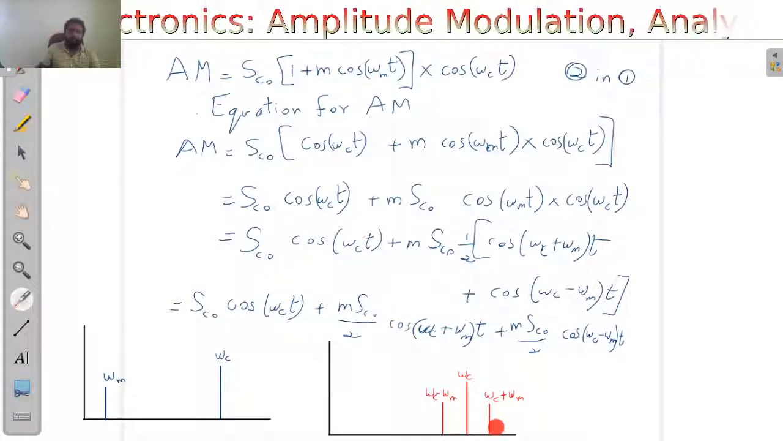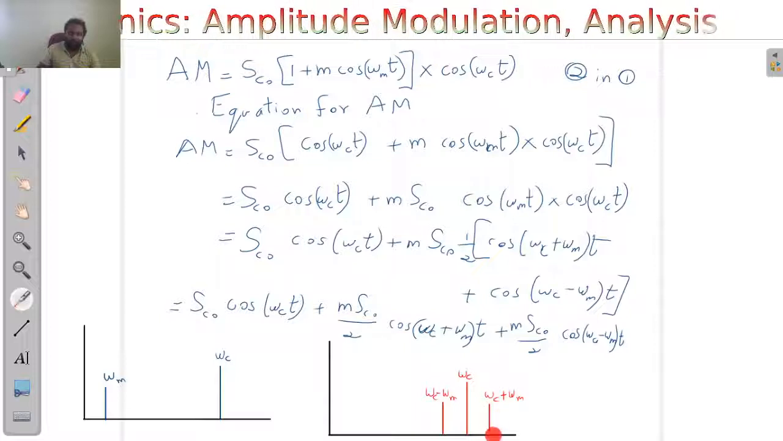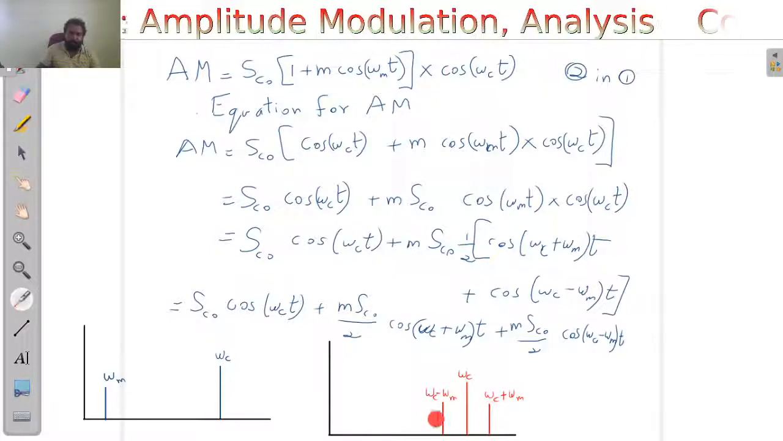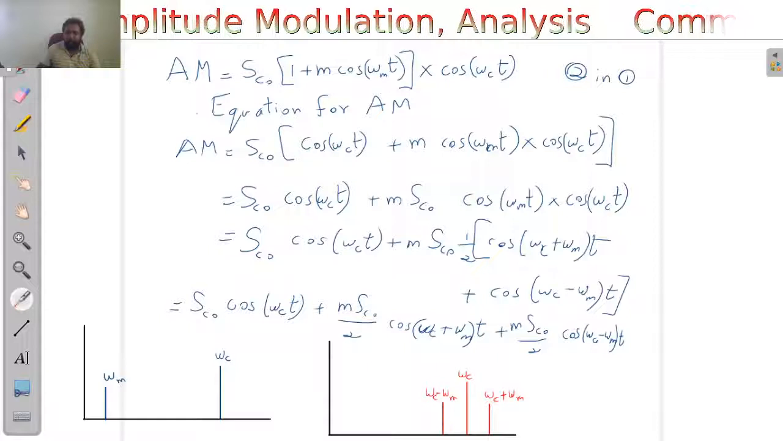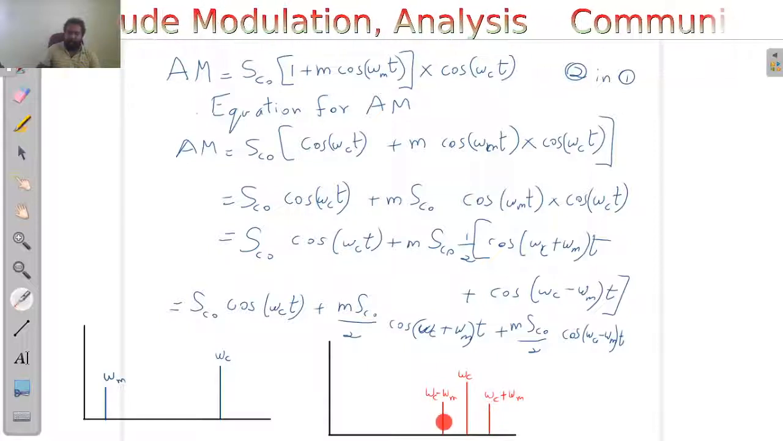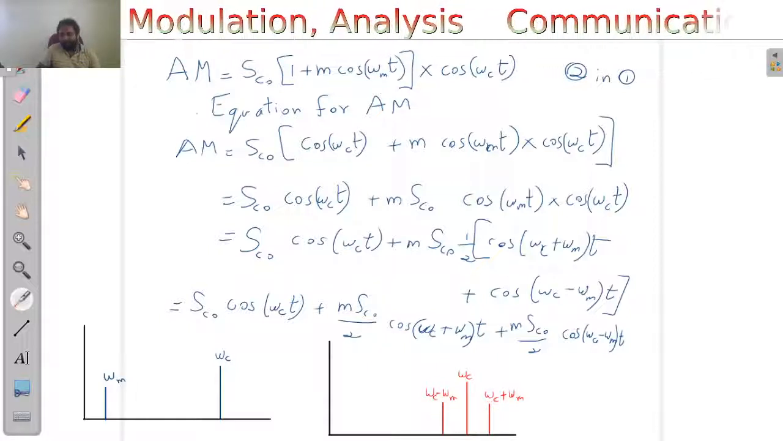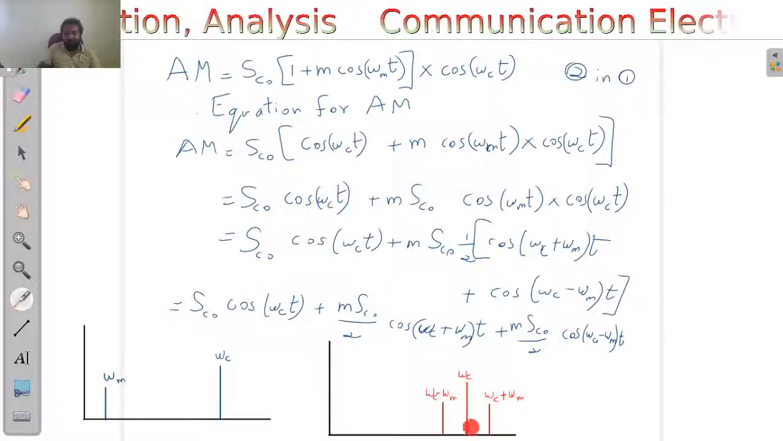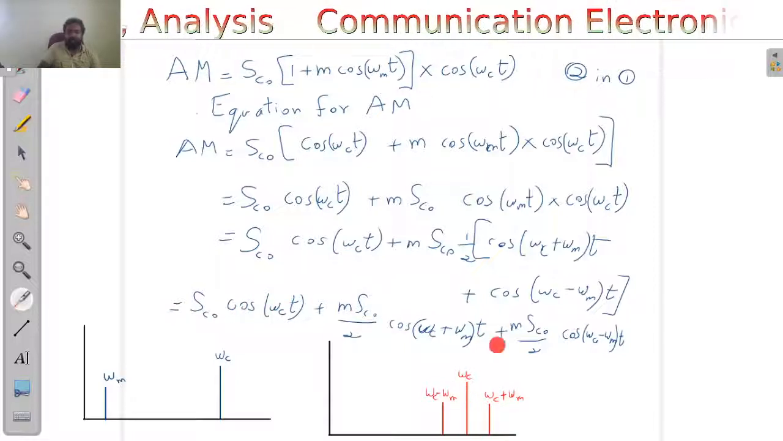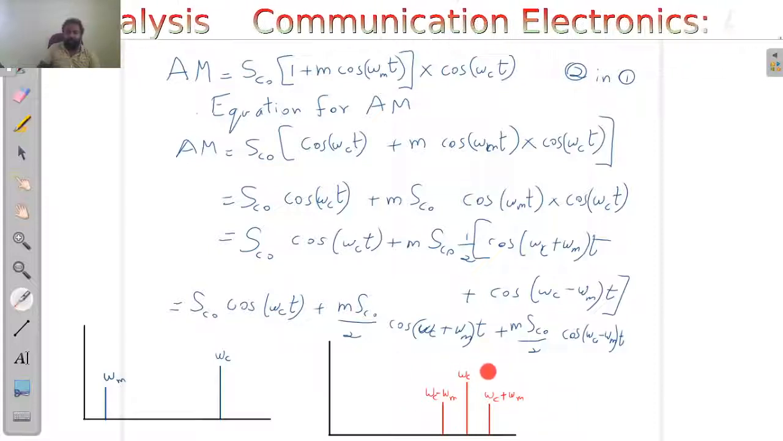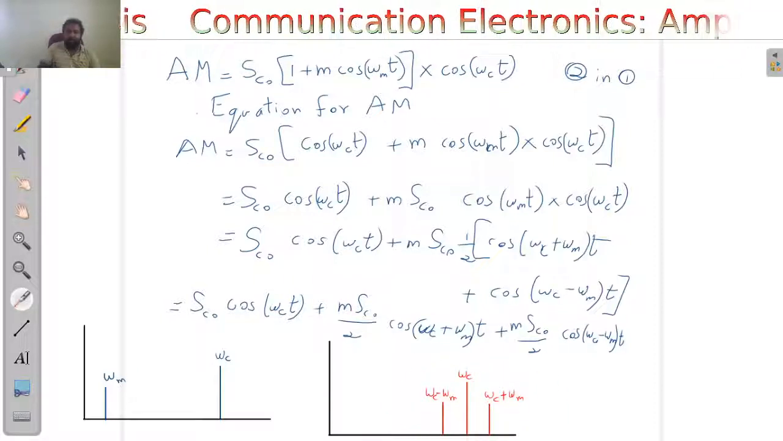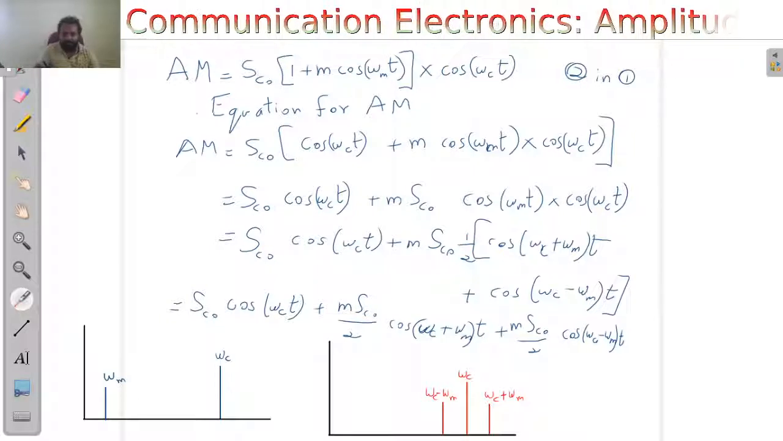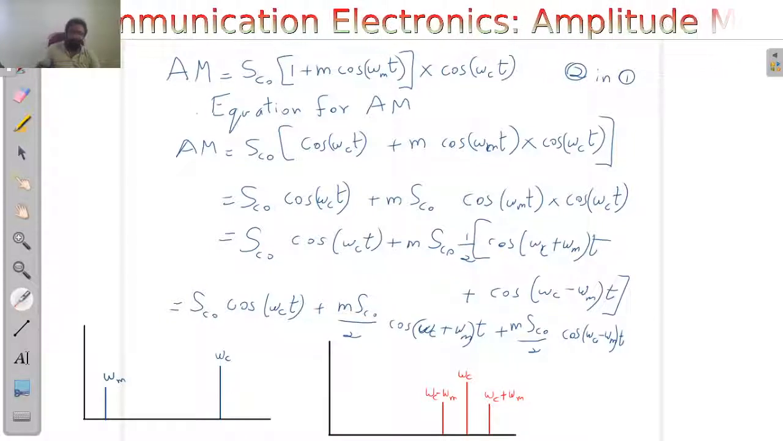So now what is happening is that you have the sidebands. This is called the upper sideband. This one is called the lower sideband. So you have the upper sideband as well as the lower sideband, and along with that you are getting another term, that is your carrier frequency omega c. So you have three terms in your amplitude modulated signal. So that is the essence of amplitude modulation mathematically.